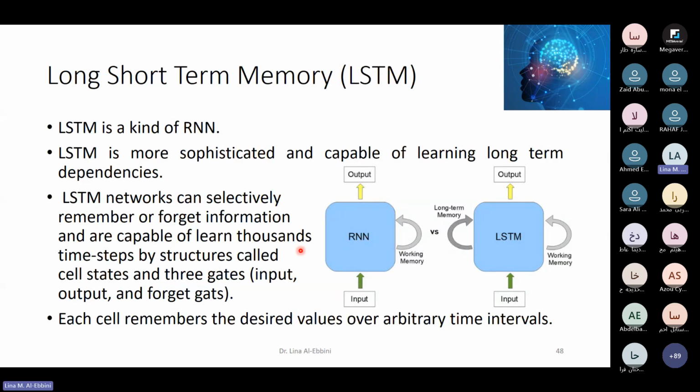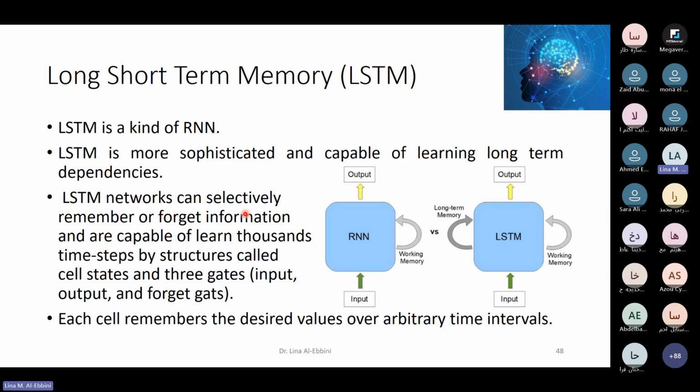Okay, this is another type of neural network, which is long short-term memory. Actually, somehow it's similar to the RNN. It's a kind of RNN, but it's more sophisticated and capable of learning long-term dependencies.